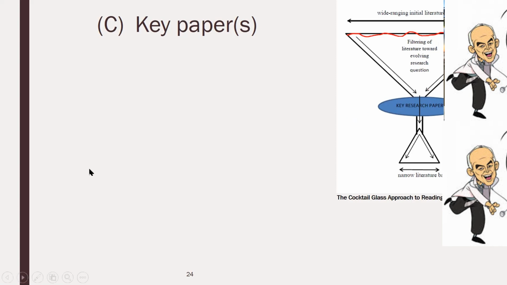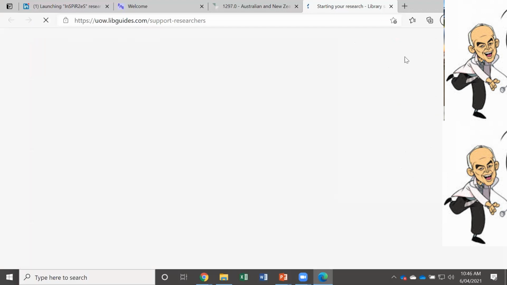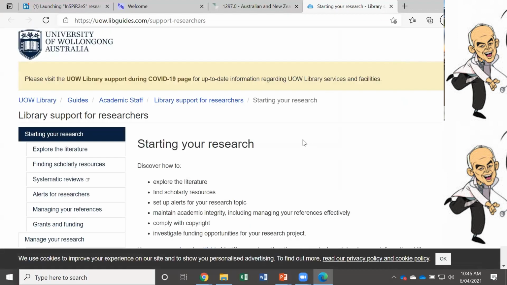So I have brought one link for you. I'm just clicking on this picture, which I have used the hyperlink. UOW has a very good resource for you on how to start your research.